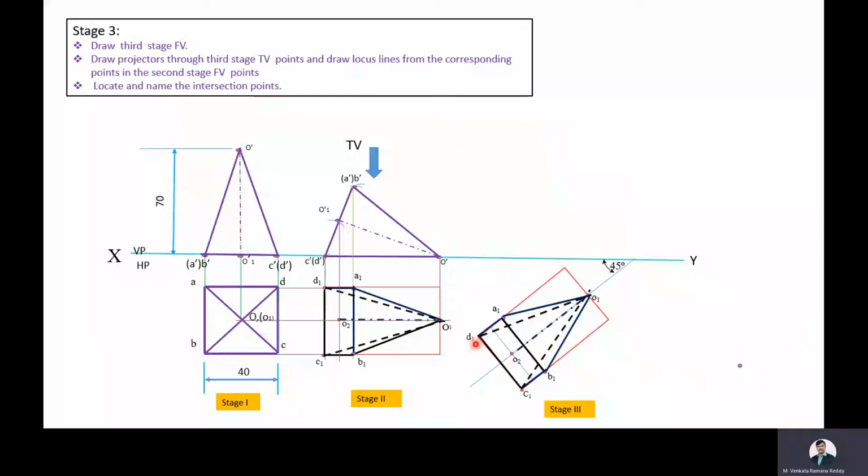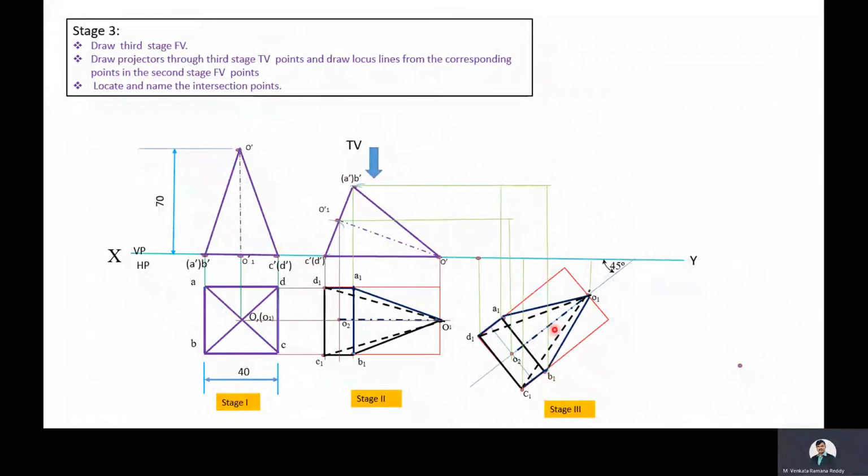For that, draw projectors through D1, C1, B1, O1, A1 and O2 towards the vertical plane, and draw the corresponding locus lines through the second stage front view. Then locate the intersection points. This is the projector coming through D1 and this is the locus line for D dash. Then name this point as D1 dash, and this is the projector coming through C1 and this is the locus line for C dash. Then name this point as C1 dash.